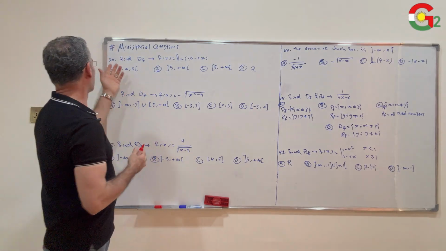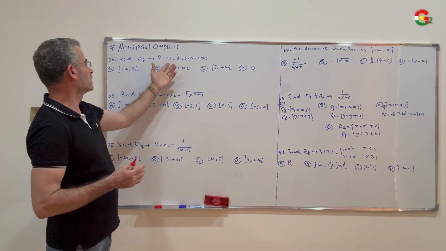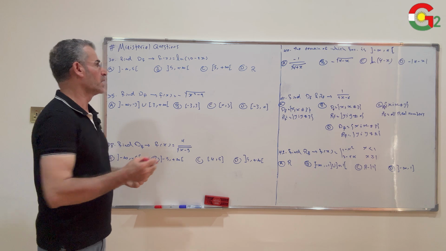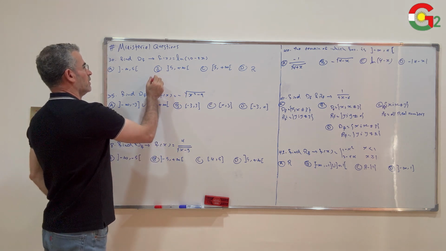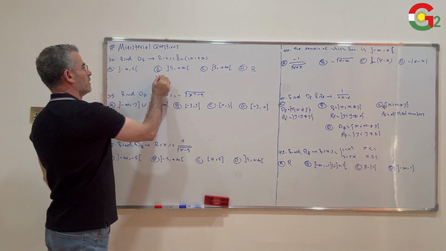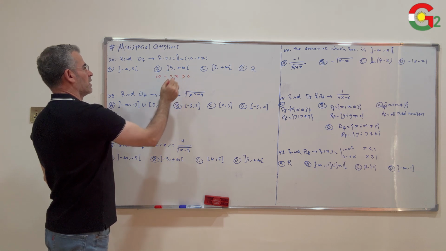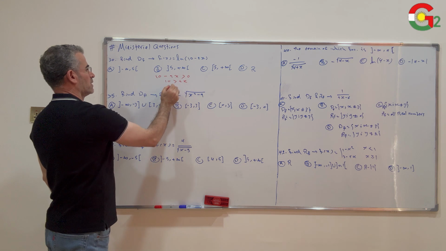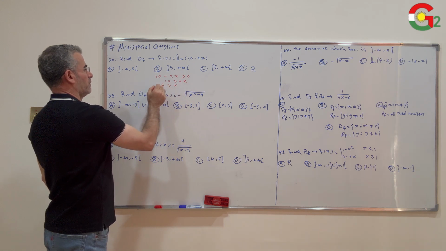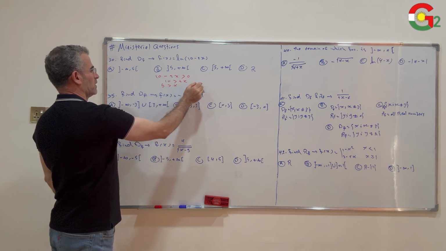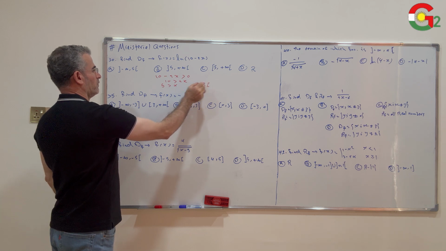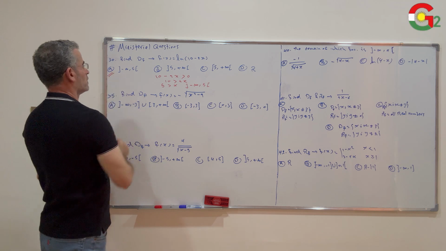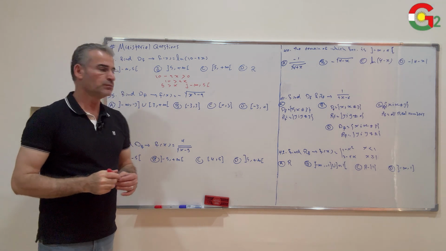Question number 30. Find the domain of the function f of x equals ln of 10 minus 2x. Since ln is defined only for positive numbers, then 10 minus 2x should be greater than 0. Then 10 greater than 2x, or x less than 5. X less than 5 means negative infinity to 5, open interval. Negative infinity to 5 is choice A.